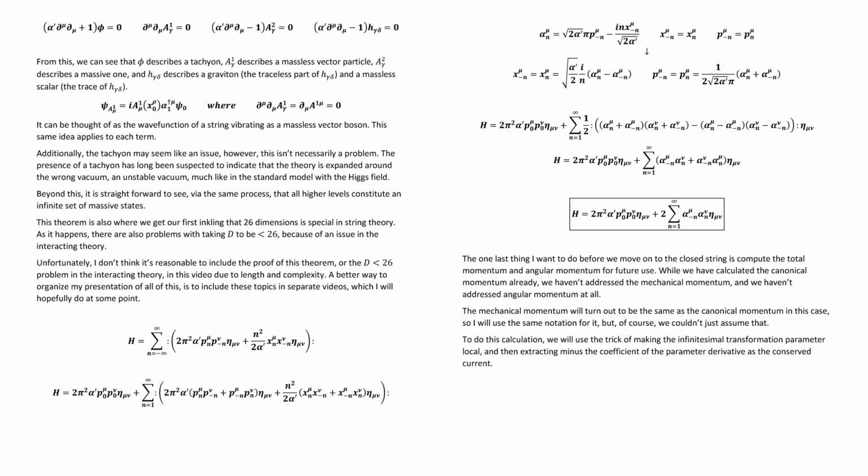To do this calculation, we'll use the trick of making the infinitesimal transformation parameter local, and then extracting minus the coefficient of the parameter derivative as the conserved current. For translations, we have this. The total momentum therefore works out to be this. This is, of course, obviously equal to the total canonical momentum as mentioned.